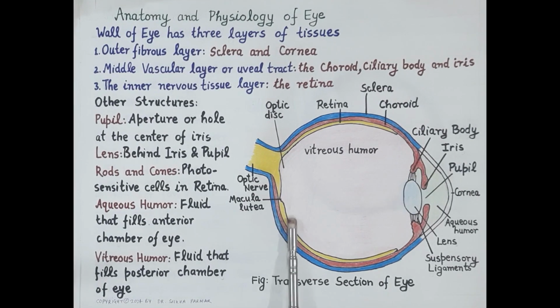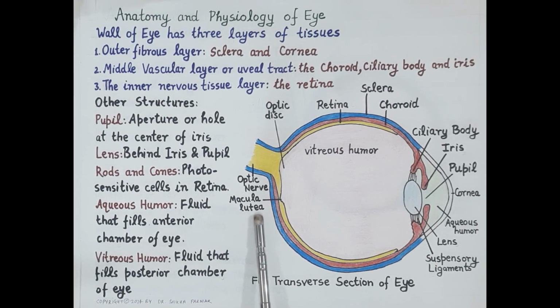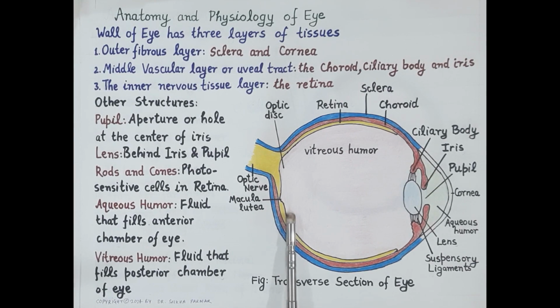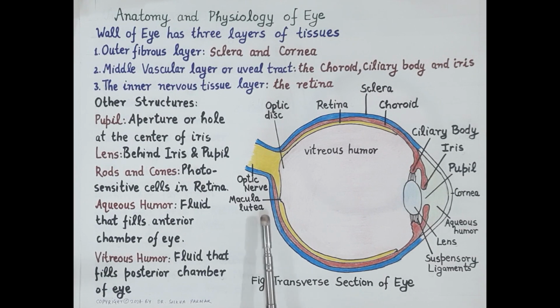rods. Now, very important. Near the center of the posterior part of the retina is the macula lutea. This macula lutea is also known as the yellow spot. It contains the maximum concentration of the cone cells, and it is responsible for visual acuity. That means it is responsible for the sharpness of vision. It is also responsible for the central vision and the color vision.